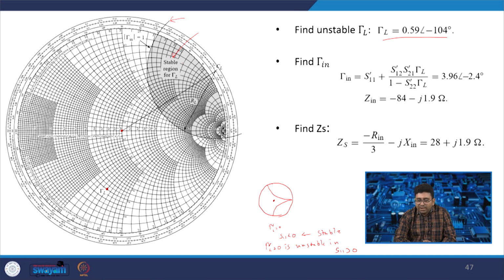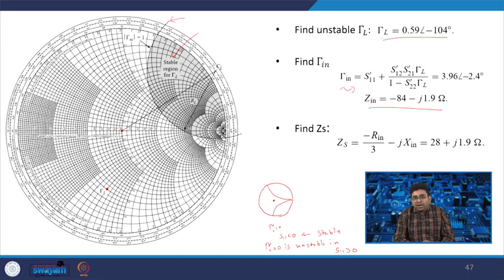We can find the input reflection coefficient. So, what we got is gamma L. Gamma L will help us to design the input terminating network, and then gamma in, which you have found. Based on S11, you can find gamma in, which gives Z in. So, this is the input reflection coefficient and based on that we have found Z in.